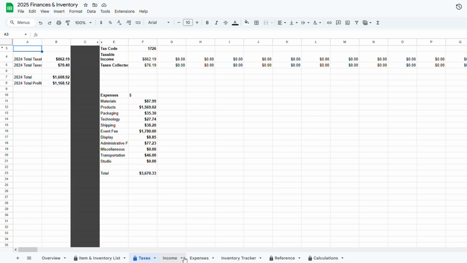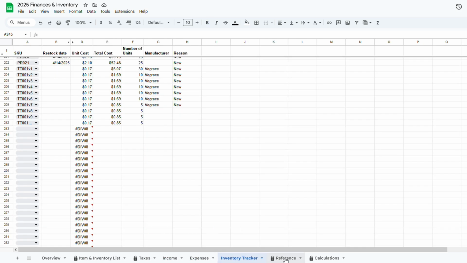So to start out with, I track my inventory in a Google spreadsheet along with all of my finances. This Google spreadsheet is kind of the main source of truth for my business, and I try my best to keep it as updated as possible.